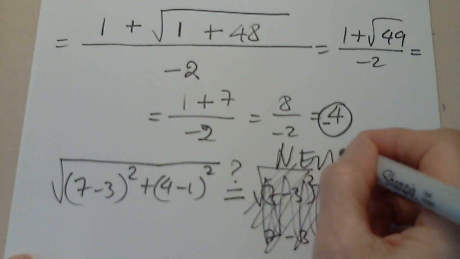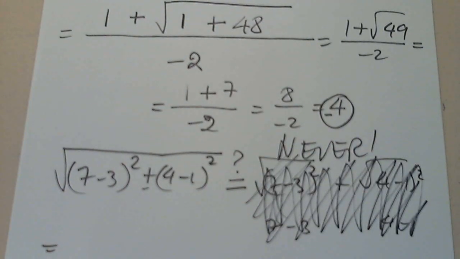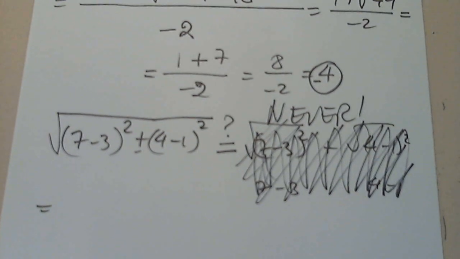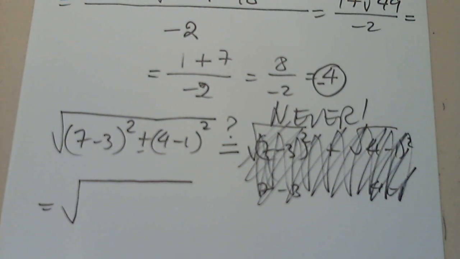Never. Because they are terms. They're added. We cannot separate a radical. We cannot separate a radical into 2 or more radicals if the quantity under the radical is a sum of terms or a difference of terms, or a difference of quantities or sum of quantities. They have to be factors. But by the order of operations, we have to perform the inside and square it.